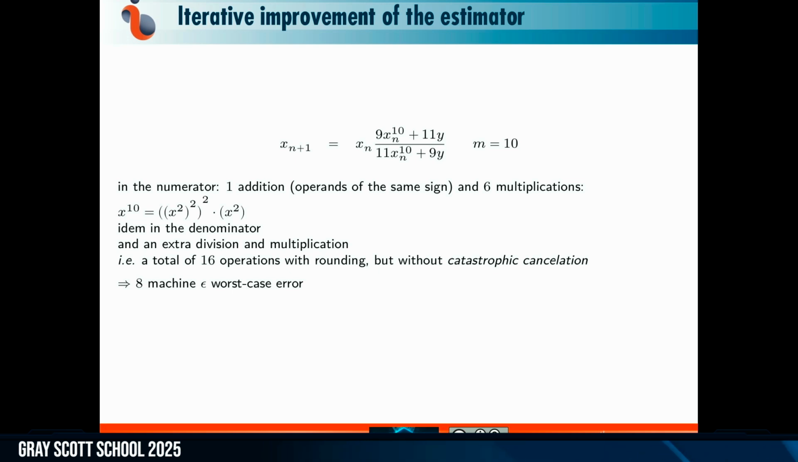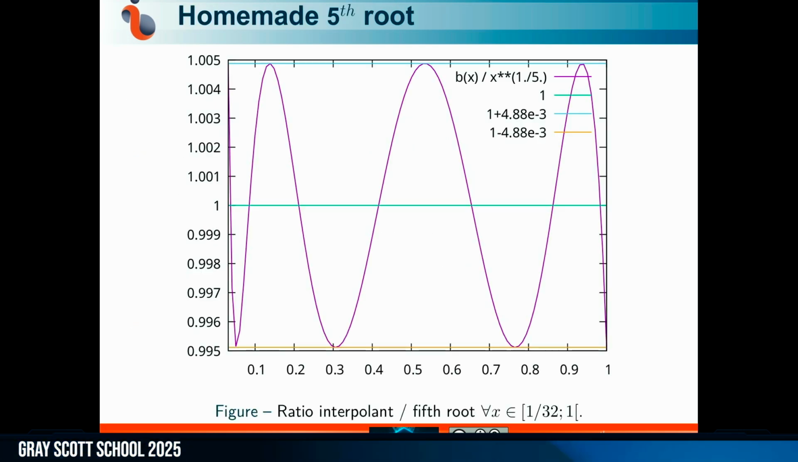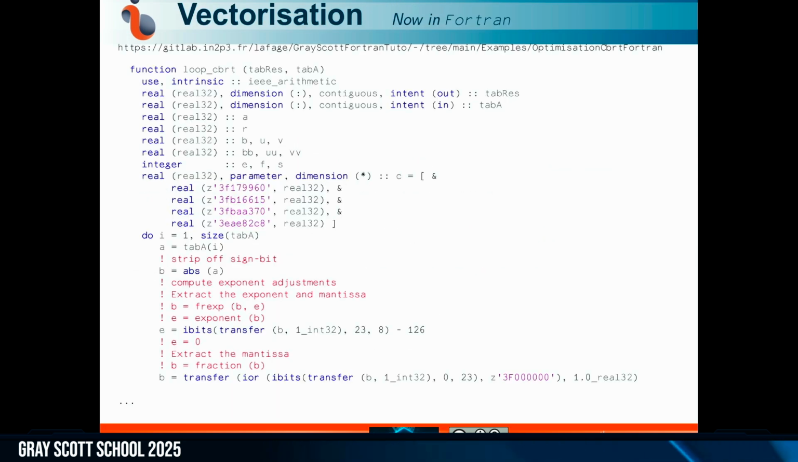Why do I take the 5th root, then the square root of the 5th root? Because when you want to evaluate the 10th root, that I would then have to cube, the numerator makes in total 16 operations, 8 machine epsilon worst case error. So the benefit is not here. What is more, the convergence of this polynomial for the 10th root requires a lot of degree to have any kind of accuracy.